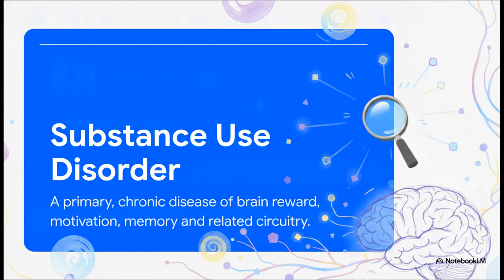When an individual is introduced to a substance, it triggers this huge flood of dopamine, which is basically a chemical messenger in the brain associated with pleasure. Over time, the person continues to use the substance to try and achieve that exact same reward feeling, and that actually permanently alters the brain's natural wiring and chemistry.